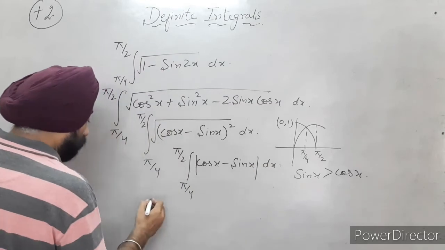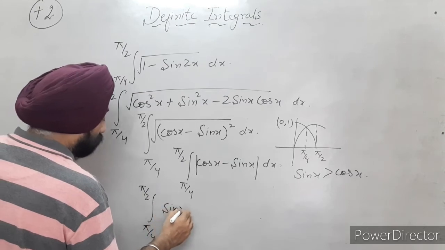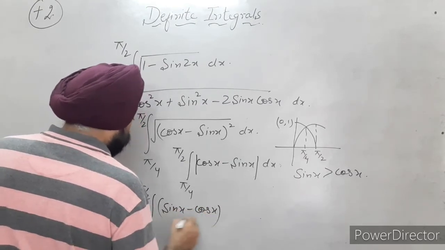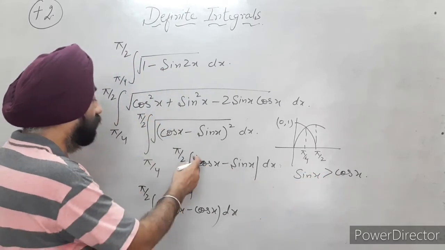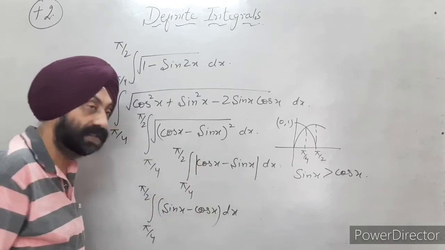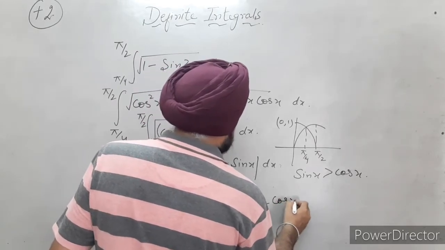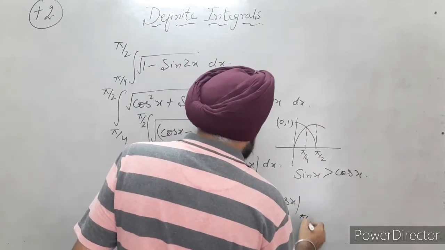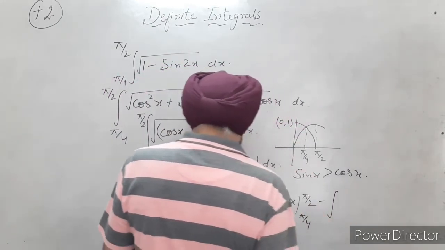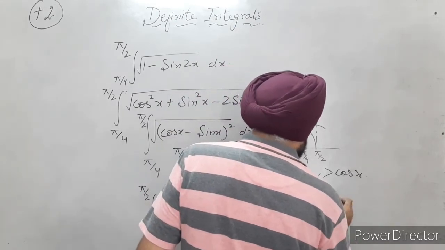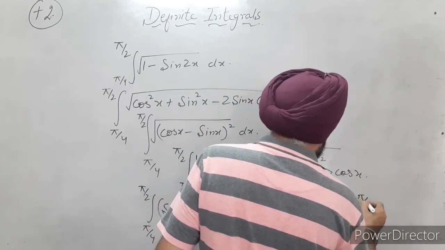Now in the next step, I will write it as the integral from pi by 4 to pi by 2. I will simply write sin x minus cos x dx, because sin x is greater than cos x. I will put a negative sign in front of it, it becomes sin x minus cos x. Now integrate this. The integral of sin x is negative cos x, limit pi by 4 to pi by 2, then minus, the integral of cos x is sin x, pi by 4 to pi by 2.